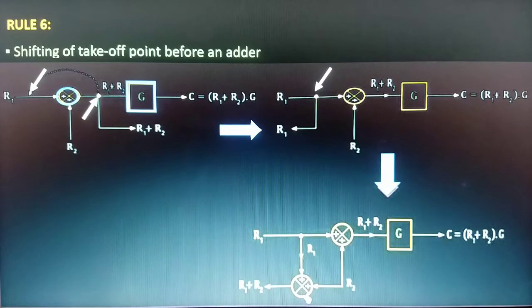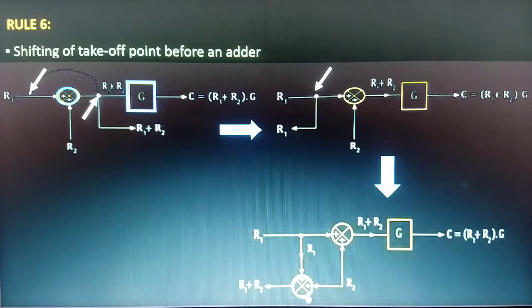So for that sake, we represent this block diagram one more time, in which we have the takeoff point before the adder. And now, what is the output of this point? Yes, of course, it is R1. Now, in order to make this output R1 plus R2, we need to add R2. But in order to add R2, we need one more adder at this point. And now we are able to add R2, and hence the output will be R1 plus R2. So now we can see that the output of the takeoff point is R1 plus R2.